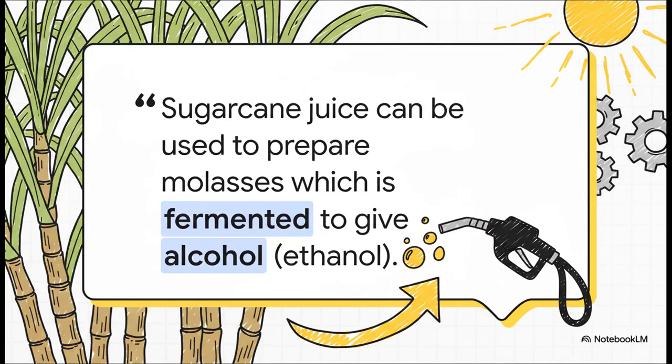So where does all this industrial ethanol even come from? Well, a huge source is sugarcane. These plants are incredibly efficient at converting sunlight into chemical energy, and their juice can be fermented to produce ethanol. It's truly a direct link from a sunbeam right into the fuel in your tank.